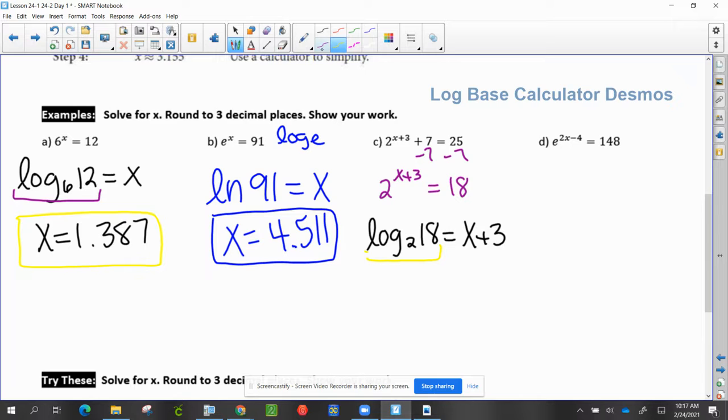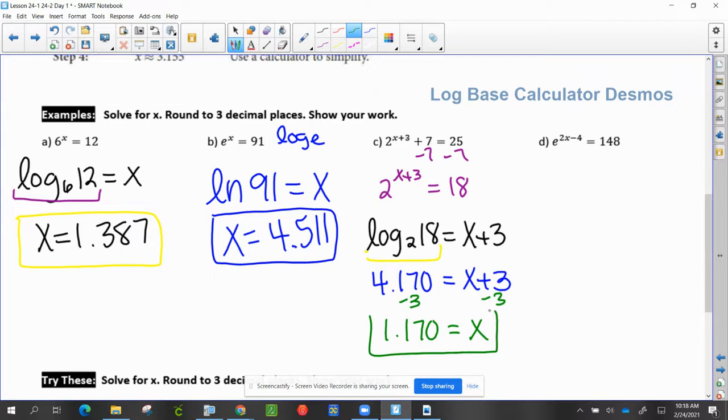So this was 4.170. Now that's not equal to x, that's equal to x plus 3. So in order to get x by itself, we just have one quick little extra step. We're just going to subtract the 3. So 4 minus 3 would give me 1. 1.170 is equal to x.